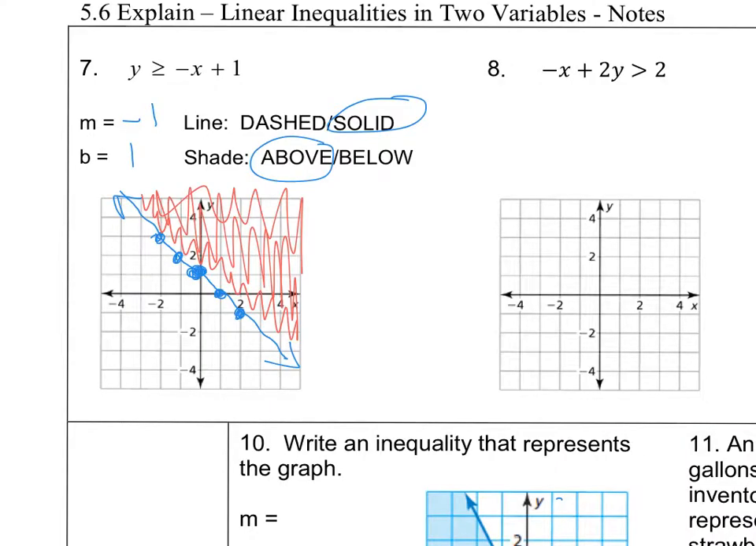Okay, so number 7 was fairly straightforward. On number 8, before you can find your slope and intercept, you're going to have to solve the equation for y, get it into the slope-intercept form. Remember, when solving inequalities, it's the exact same process. The only difference is if you divide or multiply by a negative number, you will flip the inequality. So complete number 8, then check back for the answer.